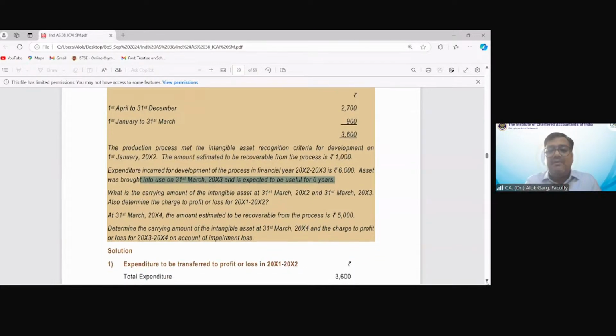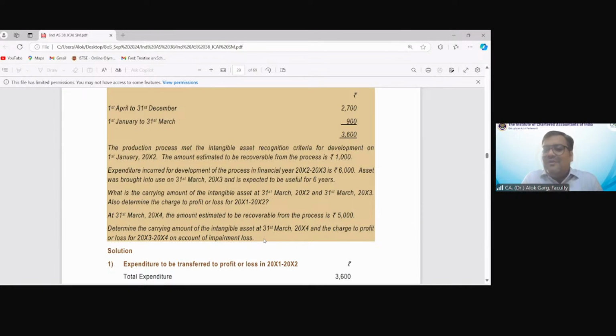What is the carrying amount of the intangible asset as at 31st March 2002, 31st March 2003? Also determine the charge to P&L for 2001-2. As at 31st March 2004, the amount estimated to be recoverable from the process is 5,000. Determine the carrying amount of the intangible asset at 31st March 2004 and the charge to profit or loss for 2003-4 on account of impairment loss. Have you understood the question?